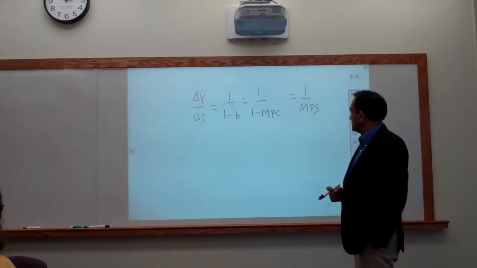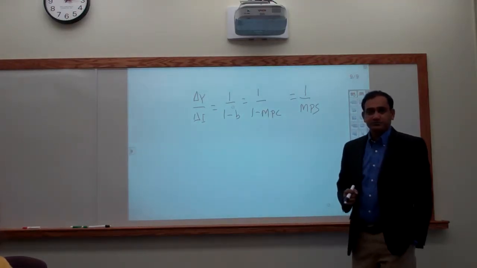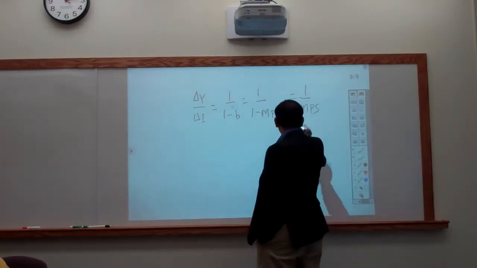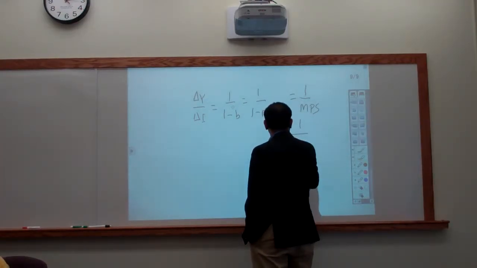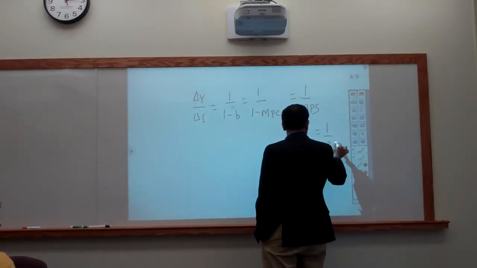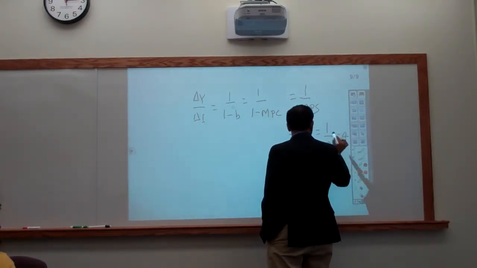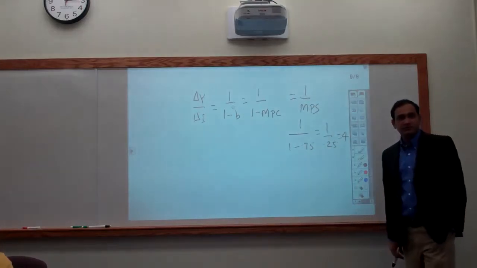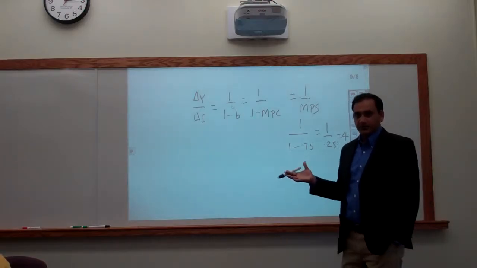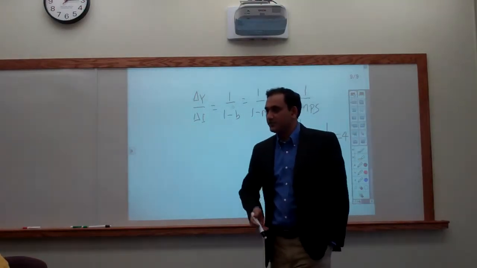So tell me, what is the investment multiplier? 4. So 1 over 1 minus 0.75, which is 1 over 0.25, equals 4. That's correct. So the investment multiplier in our example, the one we discussed previously, is 4.